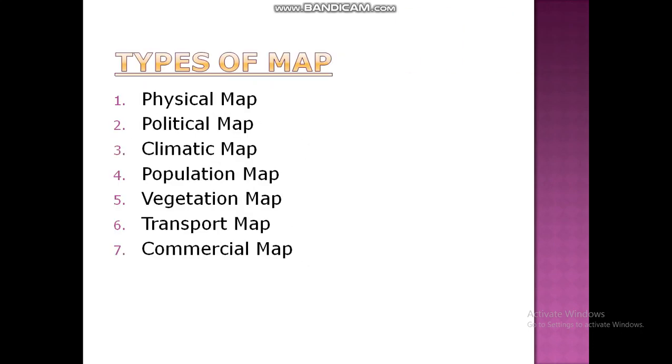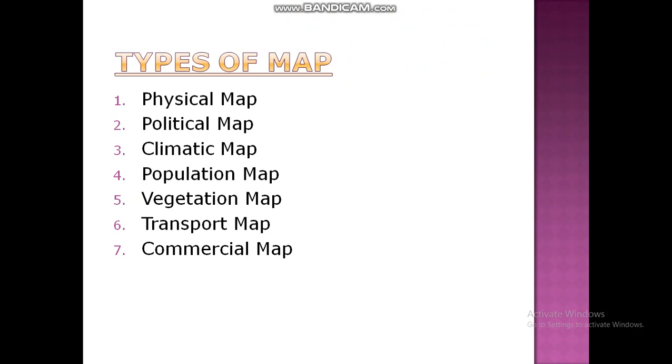Different types of maps. It is difficult to show all the details required on a single map. So, different types of maps are used for different purposes. There are 7 types of map. Maps are classified according to the details they show. Political map, physical map, climatic map, population map, vegetation map, transport map, and commercial map.